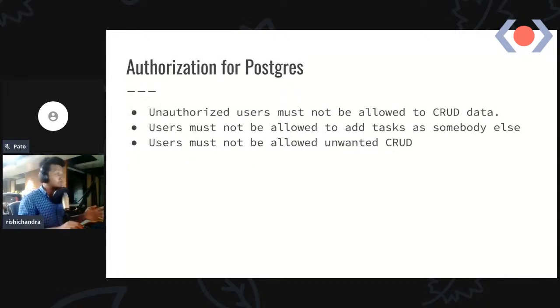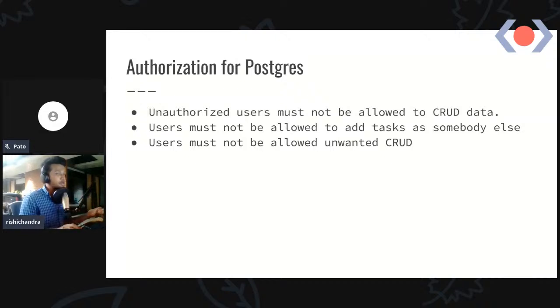So Postgres has to be secure because we don't want malicious users to corrupt the database, right? So there are some basic rules that we want to enforce. Firstly, unauthorized users should not be allowed to touch the database. Just go away. And nextly, users should not be able to forge their identity. Like they should not be able to perform actions as somebody else. And finally, users must not be allowed to perform unwanted CRUD. Like, for example, a user should not be allowed to update the created at field of a task. Otherwise, the app just loses a source of truth, right?